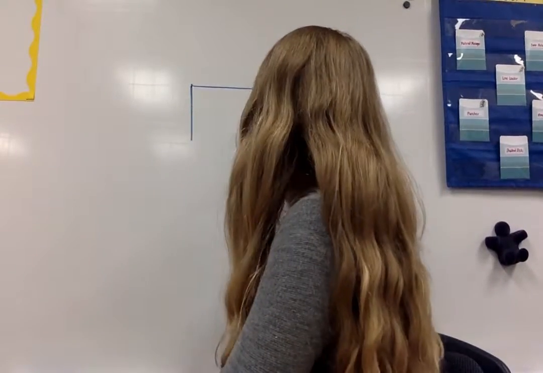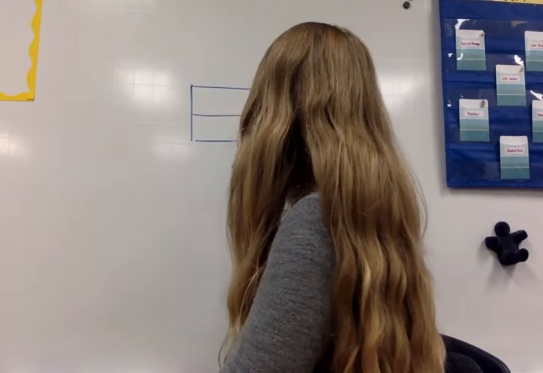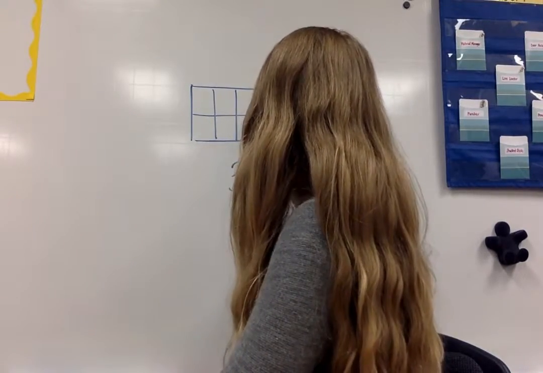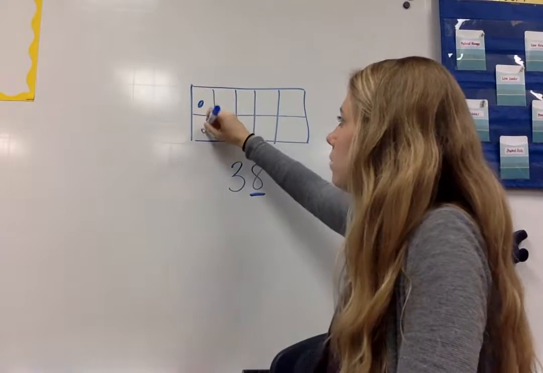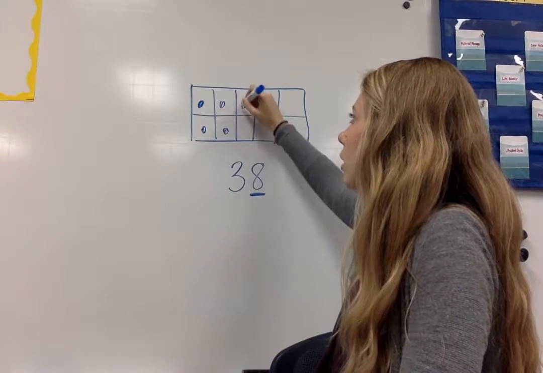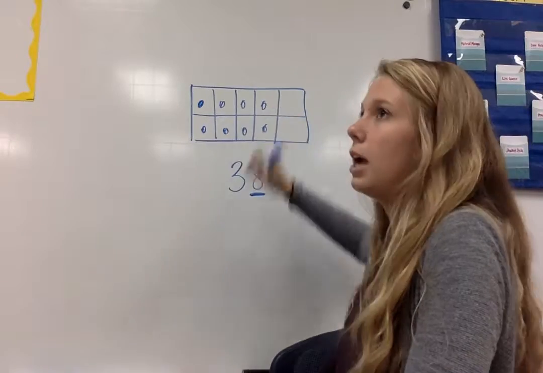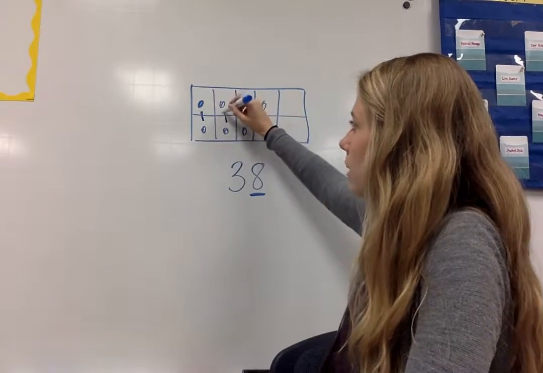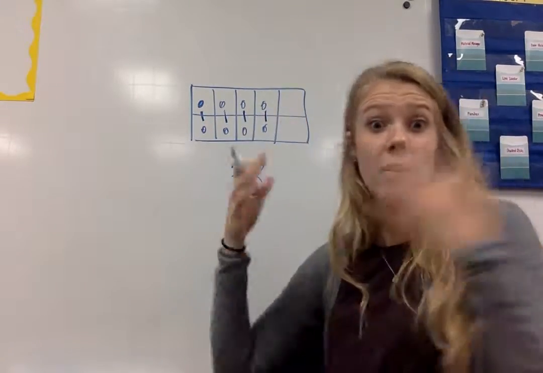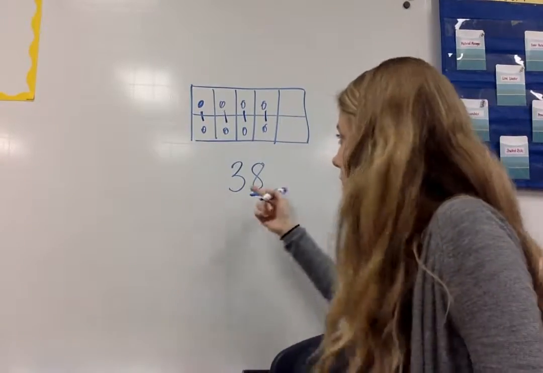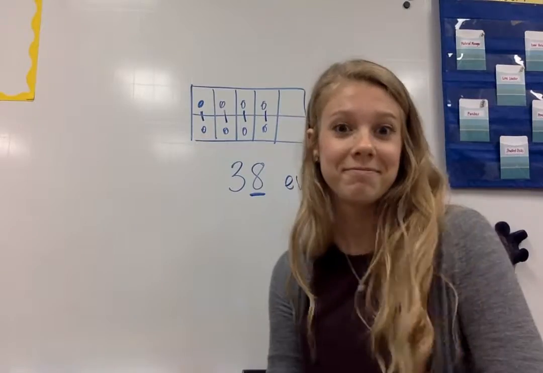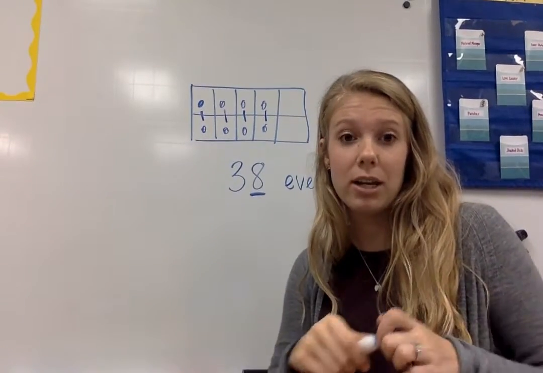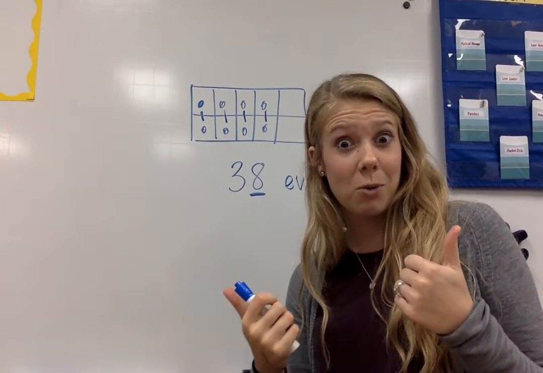So I would then go ahead and make a 10 frame. And I would try and figure out whether or not 8 is an even or odd number. 1, 2, 3, 4, 5, 6, 7, 8. So I have a pair here, a pair here, a pair here, and a pair here. Everybody has a buddy. That tells me that 38 is an even number. Okay, so if you ever get confused about even and odd numbers, this is the video to watch for you.